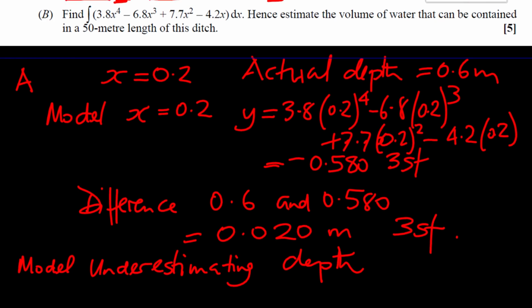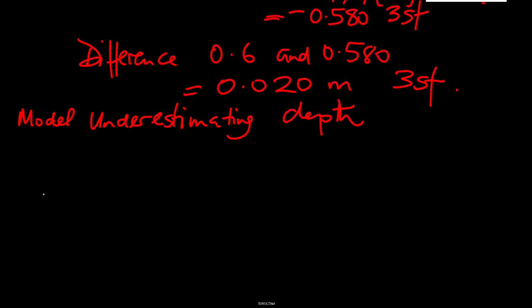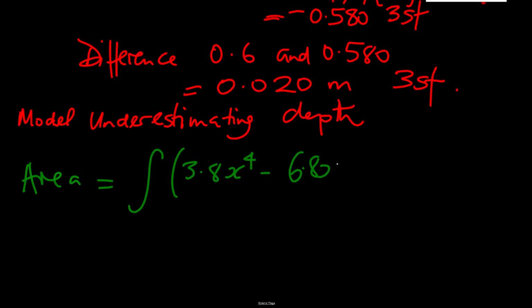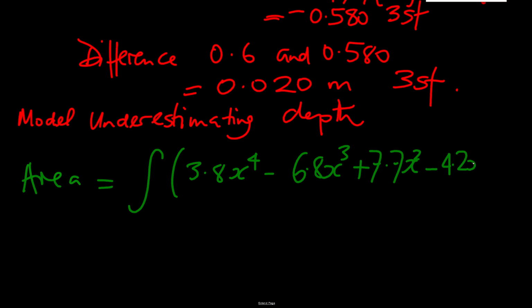Okay, let's have a look at the second question, B. They're pretty clear here, aren't they? Here we are, find that integral. So what are we doing there? We're finding the cross-sectional area through integration, and hence estimate the volume of water that can be contained in 50 meters. So that's the secondary part. So the first thing we've got to find is the area of the cross-section. Okay, so what's that integral going to be? The area is going to be the integral of, what was it, 3.8 x to the 4 minus 6.8 x cubed plus 7.7 x squared minus 4.2 x, and that's dx.